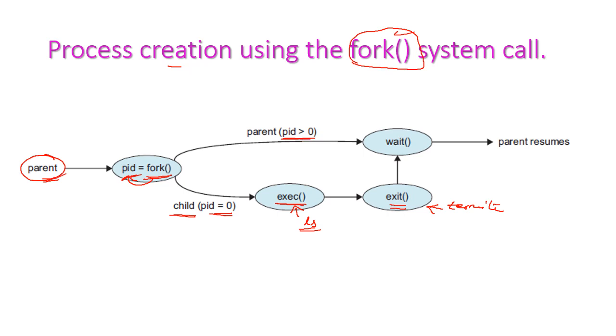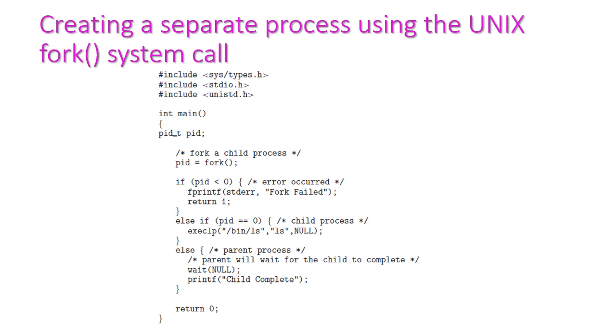Then the parent has to wait until the child completes its execution. By using this wait command, we keep the parent waiting until the child execution is completed. Then the parent resumes its own process, right? And this is the simple C program to explain this fork system call.